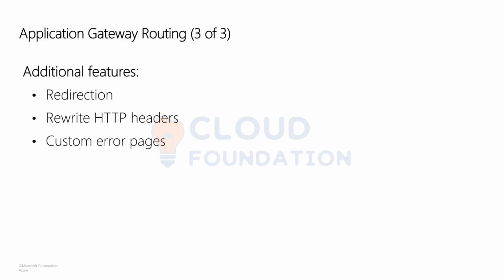If you look at your gateway routing over here, it can help you do redirections like I showed you earlier, right? Rewrite your HTTP headers. Any additional information you want to add over here, you can do that. We may also configure custom error pages here. And all these features that you see are part of the HTTP application that we are deploying.